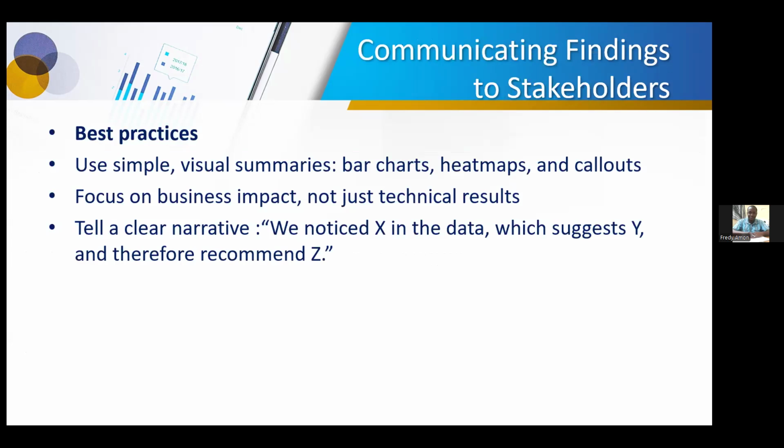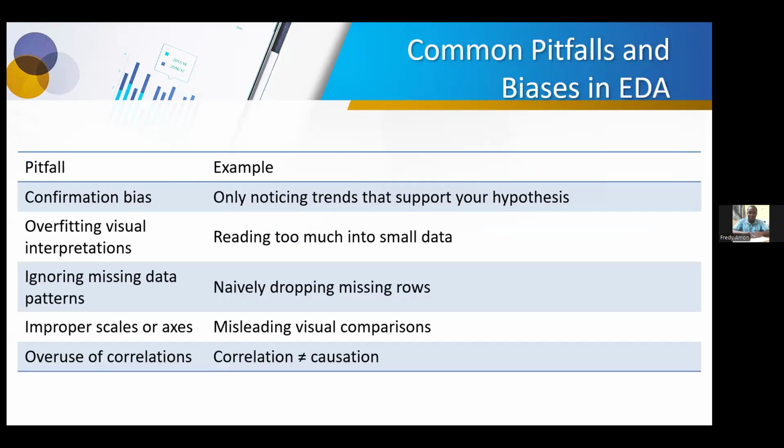Communicating the findings. At the end, in EDA, the most important part is being able to communicate the findings correctly. So you need to use simple and visualized summaries, and you need to focus on the business impact, not just the technical stuff, just the coding. And then you need to tell a clear narrative, like you noticed X in the data, you suggest Y, and then you recommend Z. It needs to be clear. And then these are just common pitfalls.